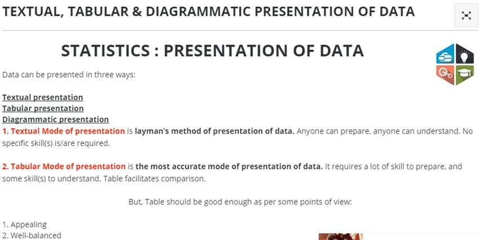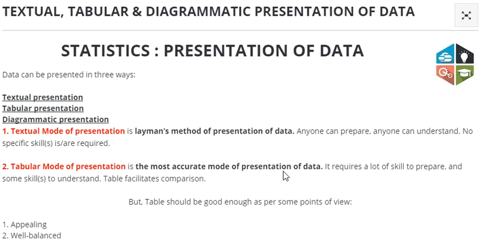Tabular mode of presentation is basically the preparation of a table and understanding of a table. You prepare and present the data in a table, and it is called the most accurate mode of presentation because you directly put the values up to the correct decimal places in the cells, rows and columns. It requires a lot of skill to prepare and some skills to understand. And the advantage of a table is that it facilitates comparison.